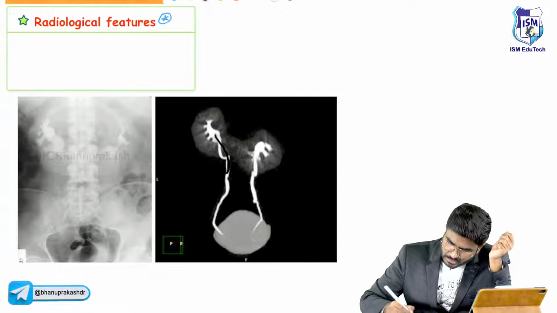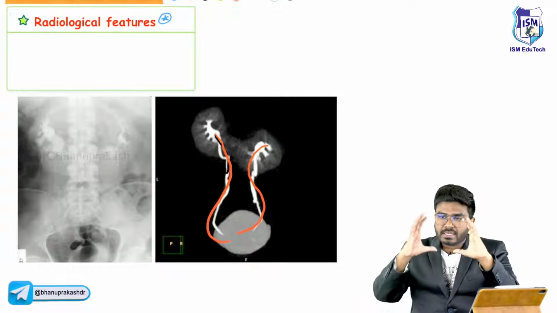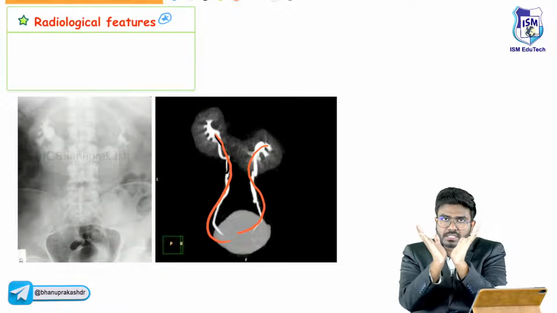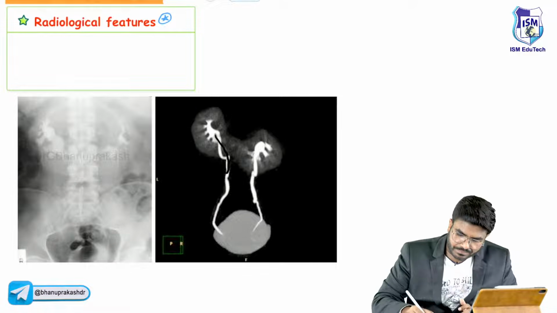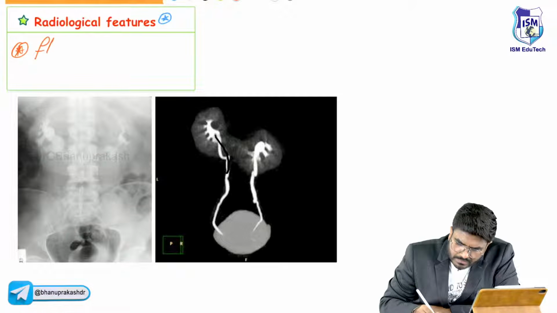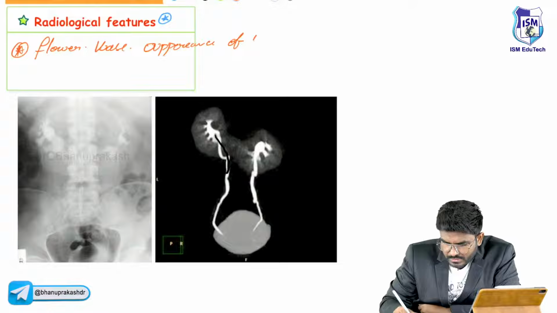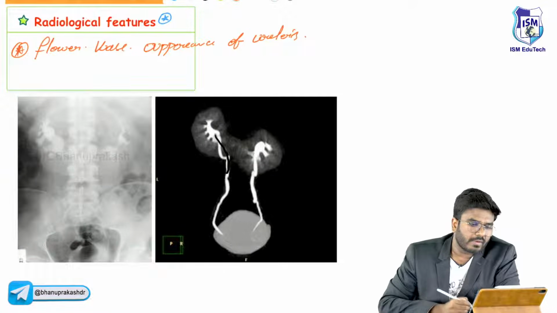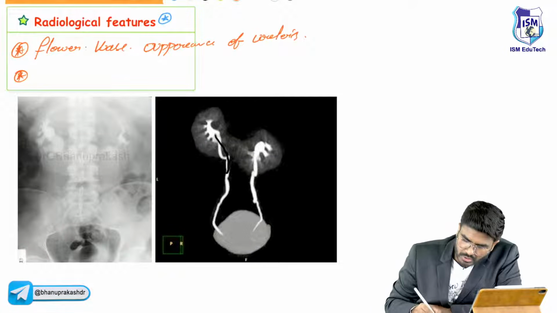See, for your easy understanding, look how it's looking. These are the ureters. See, the kidneys are fused in the lower poles, right? So the ureters are also coming closer together. So it's looking like a flower vase. So the radiological appearance that is going to be seen is the flower vase appearance of the ureters, and this is also called the hand joining sign.